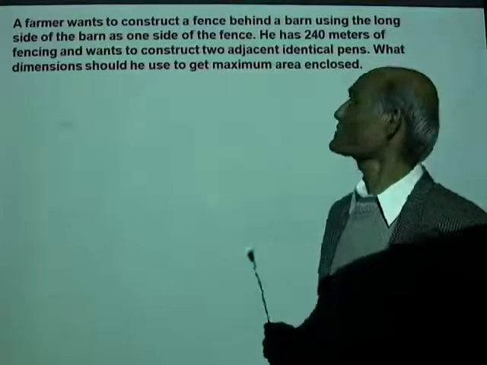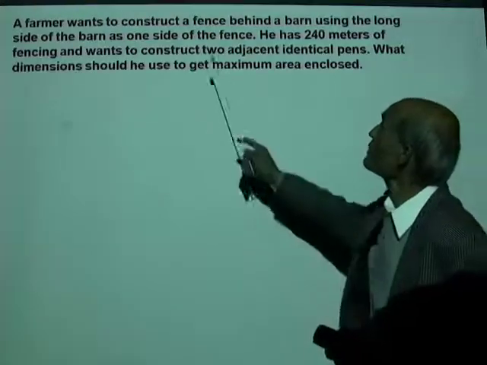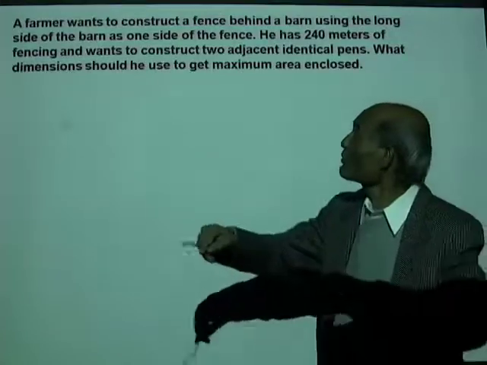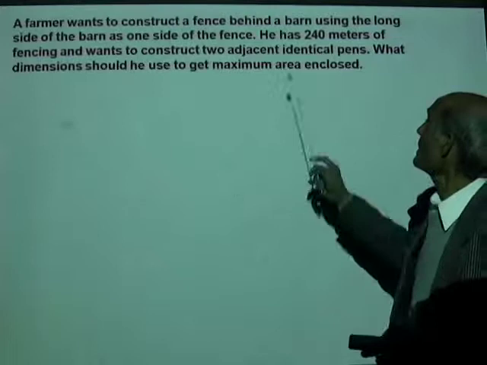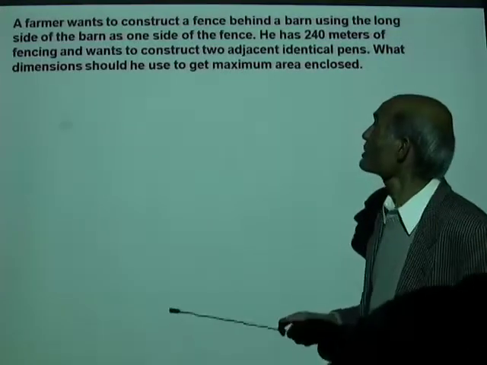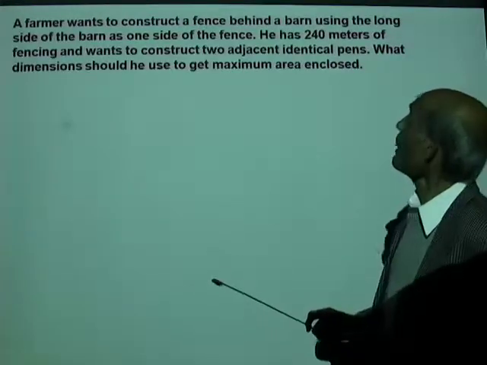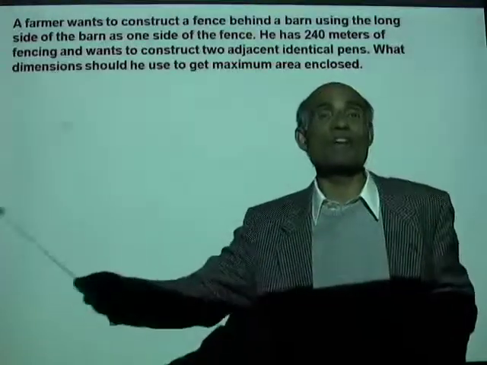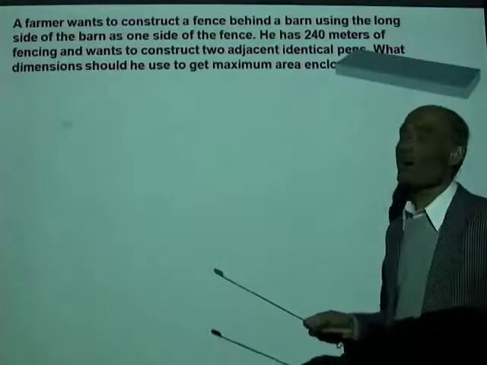And finally, let's do an application problem. A farmer wants to construct a fence behind a barn using the long side of the barn as one side of the fence. He has 240 meters of fencing and wants to construct 2 adjacent identical pens. What dimensions should he use to get the maximum area enclosed? I want you to read this and get a picture of the problem.